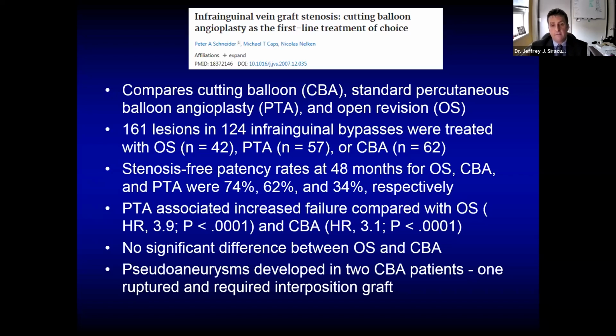Stenosis-free patency at 48 months for the open surgical, the cutting balloon, and the angioplasty were 74, 62, and 34%, respectively. So you can see the cutting balloon outcomes were closer to the open surgical outcomes, with the angioplasty faring worse off. Angioplasty in multivariable analysis was associated with increased failure compared to open surgical interventions, and also with the cutting balloon. There's no difference between cutting balloons and open surgical intervention. They did have 2 pseudoaneurysms in cutting balloon patients, one which ruptured and required an interposition graft, the other one did okay and was observed.